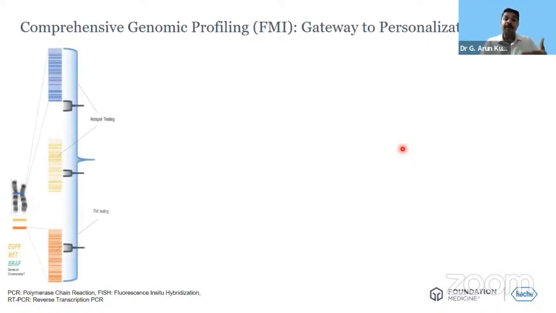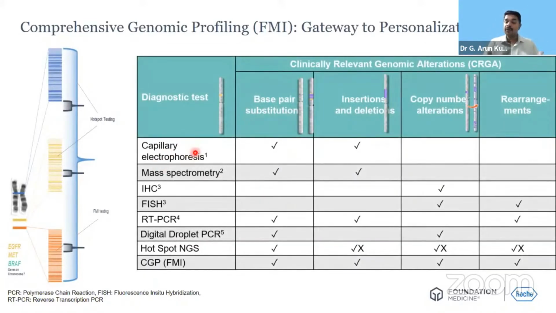Then you have a comparison of the various techniques. Say you have capillary electrophoresis, which is Sanger sequencing, IHC, FISH, PCR, hotspot, and CGP. You see that base substitutions can be captured by almost everything excepting immunohistochemistry and FISH, whereas copy number alterations are very well captured by IHC and FISH. But it is comprehensive genomic profiling that is able to capture the entirety of all four major classes of genomic alteration.